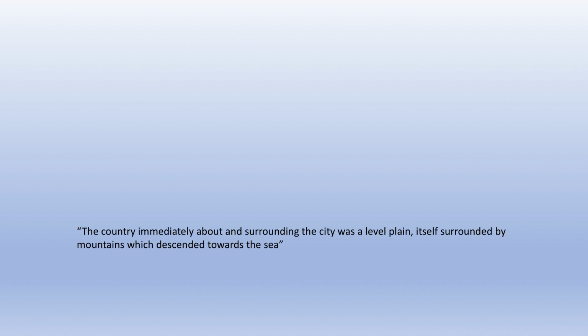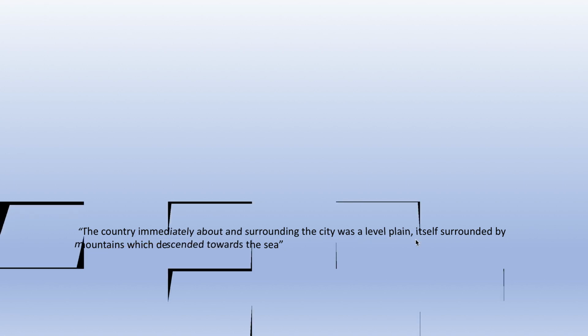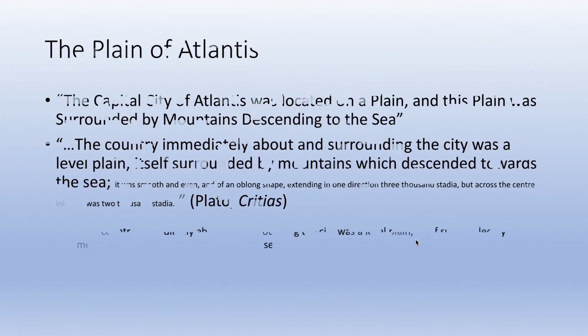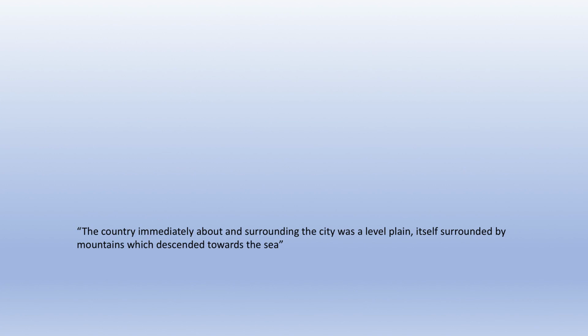It is likely that that plain can still be identified and recognized even 10,000 years after a massive destruction that befell it. And so, with that in mind, let's imagine what this plain could possibly have looked like before it was destroyed: the mountains, the city, the mountains which descended toward the sea, the level plain surrounding the city. This is how I imagine it. It's pretty clear from the description what it could possibly be, and it would look something like this.